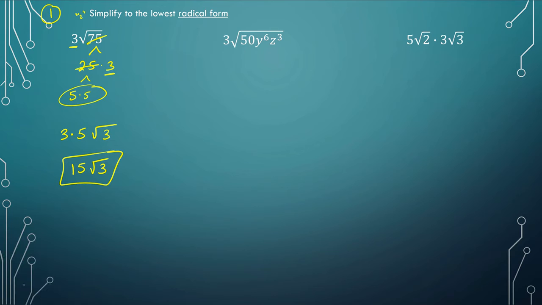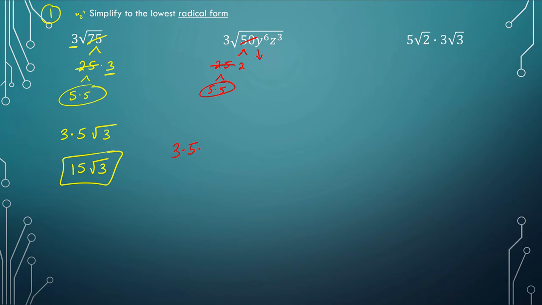Looking at the second problem, we approach it the same way. Our index here is 2, and so we're going to break this down starting with this 50. So 50, we have 25 and 2, and then we can further break this down to 5 and 5. So here I have a set of 5, right? So currently had a 3, I am bringing out a 5.